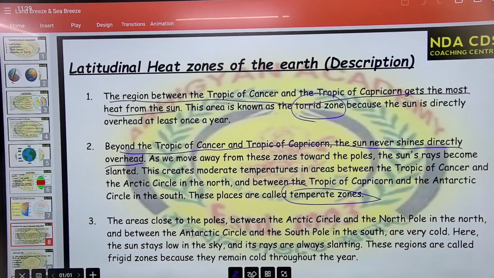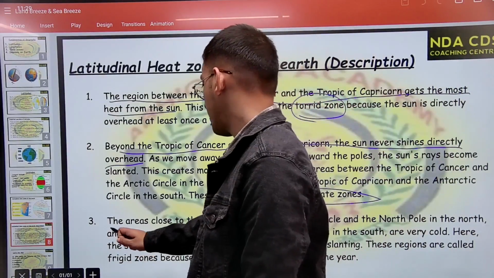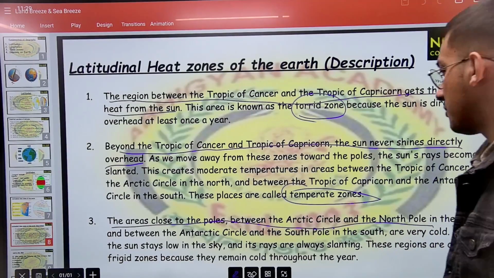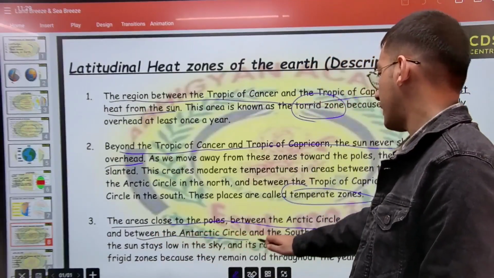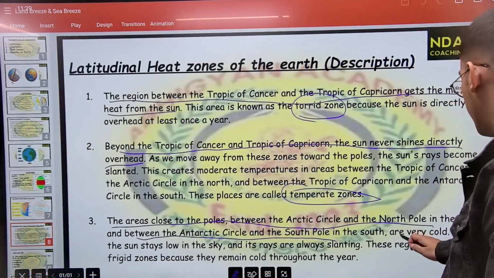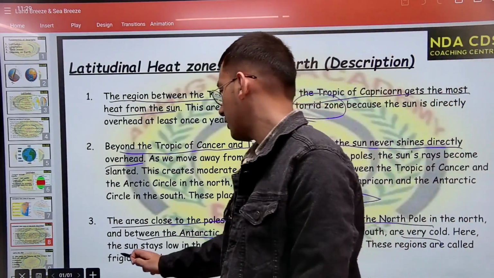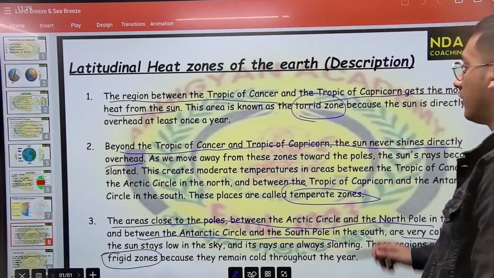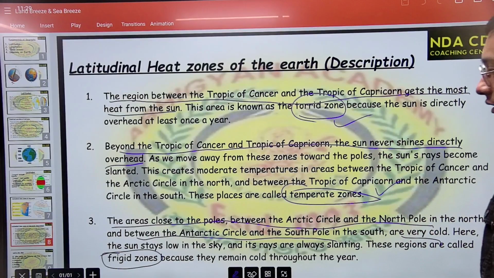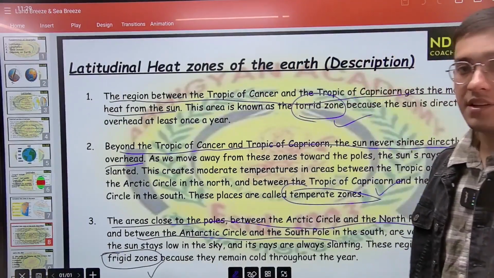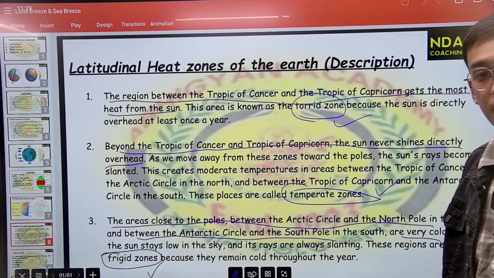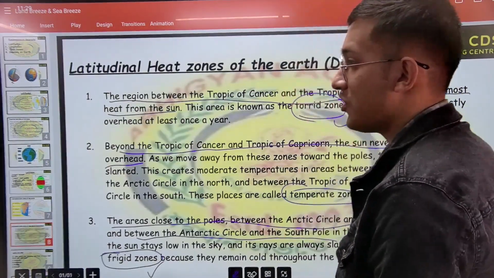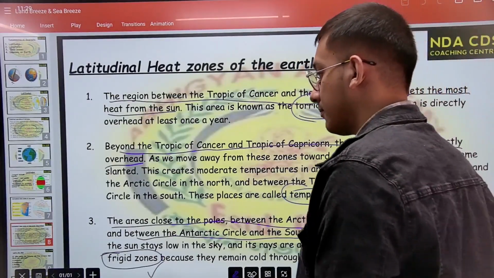Then we have the areas close to the poles, between the Arctic Circle and the North Pole, and between the Antarctic Circle and the South Pole. It's very cold, and this is called the frigid zones. So we have the torrid zone, the temperate zone, and lastly the frigid zone. Torrid is the hottest, temperate has moderate temperature, and frigid zone has freezing temperatures.